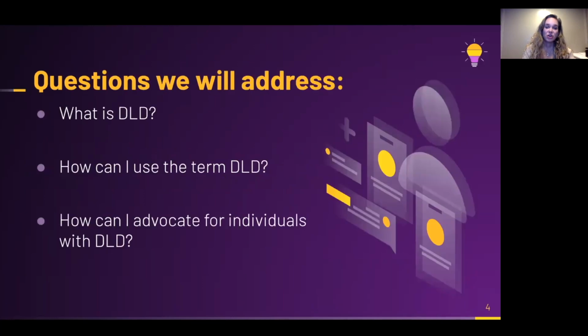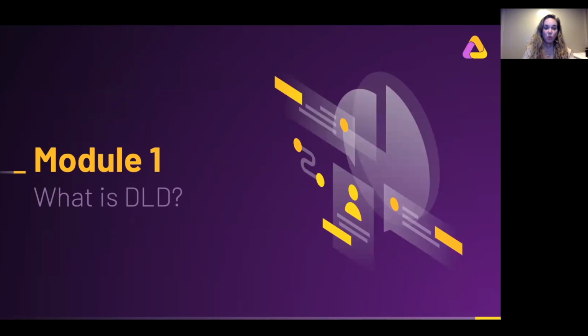To get us started, we have created a short presentation with 3 modules. I will begin by providing an overview of what DLD is. Then, another ambassador will provide information regarding ways we can use the term DLD. In the last module, an ambassador will talk about why using the term DLD is important to further advocate for individuals with DLD.